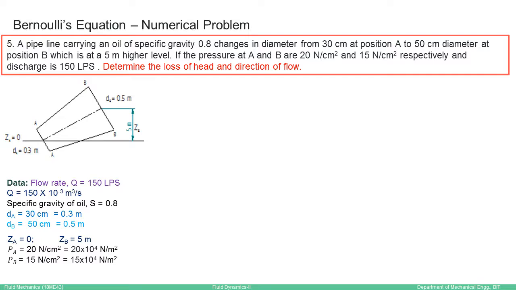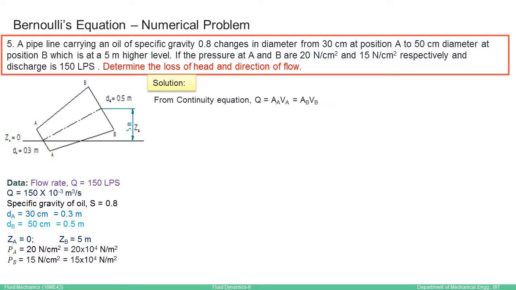Specific gravity of oil is 0.8, that we can get the density from it. And pressures PA and PB are expressed in Newton per centimeter squared, that is to be expressed in Newton per meter squared. Now using the continuity, but this time the section is considered as AA and BB, and we don't know whether the flow is from AA or BB. So what we have to do is we have to consider them as independent. So let us first find out what is the total energy at AA and BB separately, and from which we can find out the loss of head and also the direction.